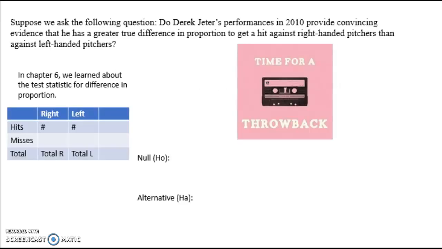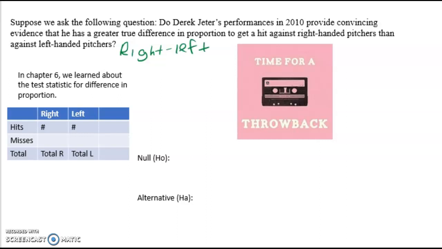Okay, so this is kind of a throwback into what we learned at the very start of second semester in chapter 6 when we talked about the difference of two proportions. So right here, I set up a little table, just kind of what you might be familiar with when we did Unit 6, as well as when we did the percentage of success. So suppose we have the following question: do Derek Jeter's performances in 2010 provide convincing evidence that he had a greater true difference in proportion against right-handed pitchers than against left-handed pitchers? So a lot of the times, based on that question of interest, that's how we know how to subtract. So we think that he's going to do better against right-handed pitchers, so then you do right minus left.